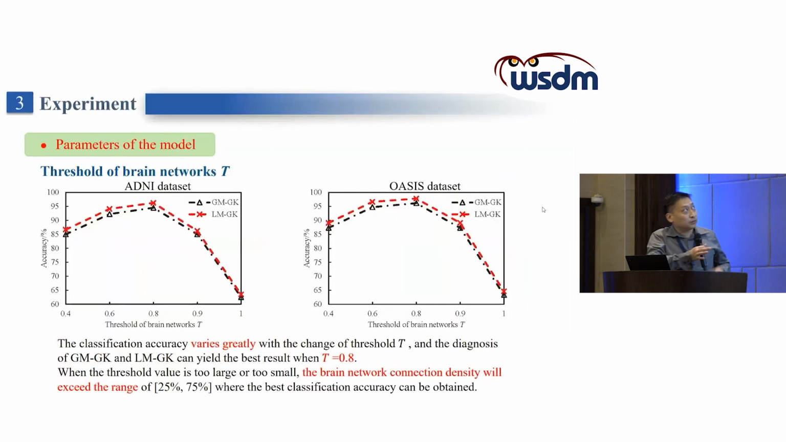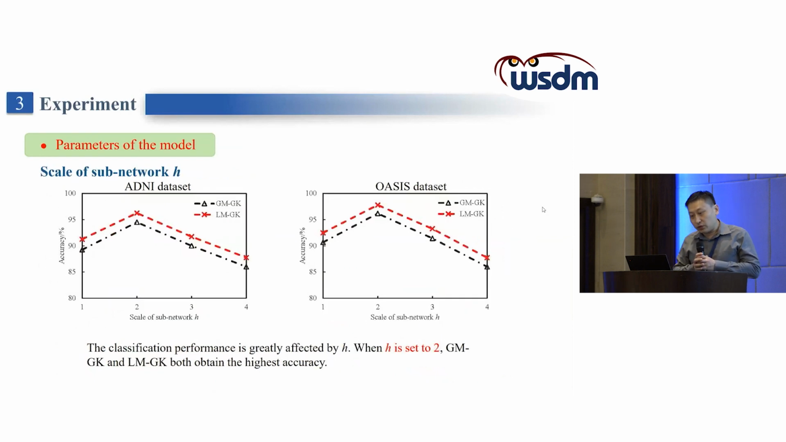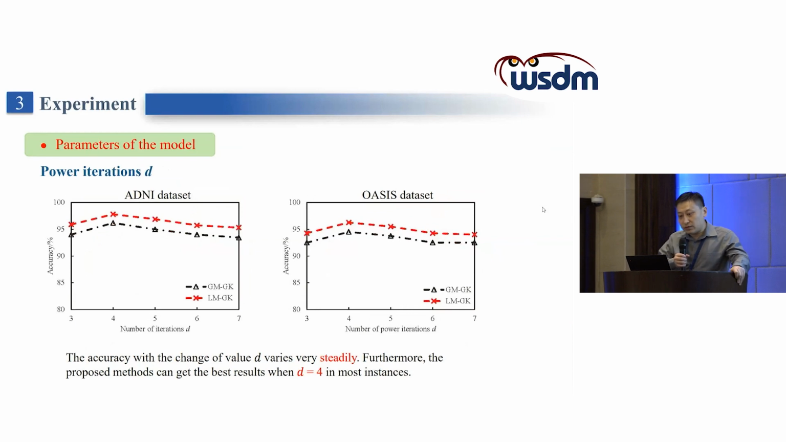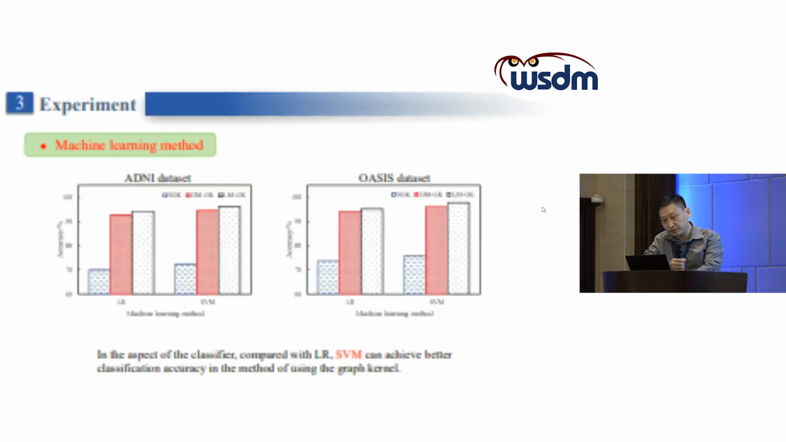And then we also test the parameters of the model. For example, we can tune the threshold of the brain network. We can also tune the number of snapshots. After that, we also tune the scale of subnetwork H. Remember, our Q takes from 1 to H. The optimal value is where H equals 2. We also have this power iteration D, which means how many times you flip the adjacency matrix. D is 4. We also limit the number of edge crossings C, and the optimal value seen here is 3, which is not very large.